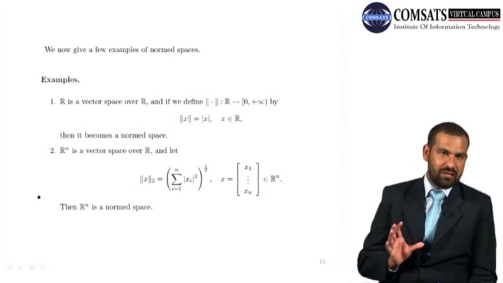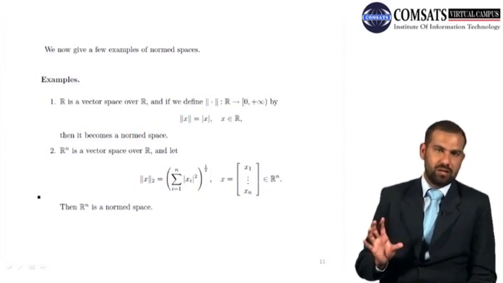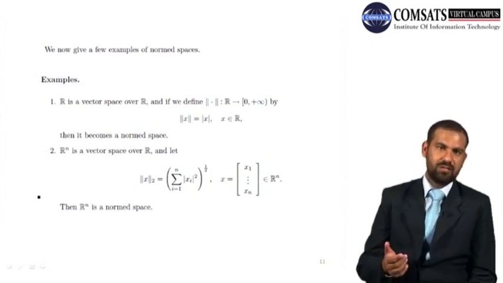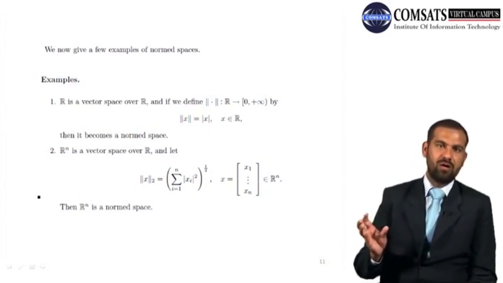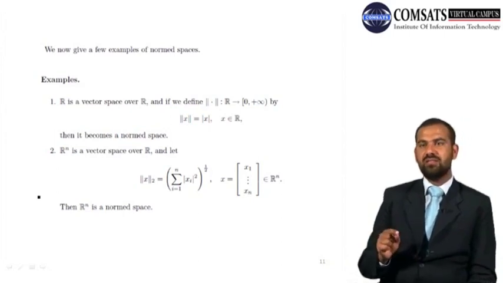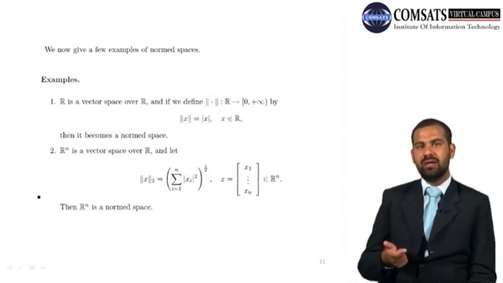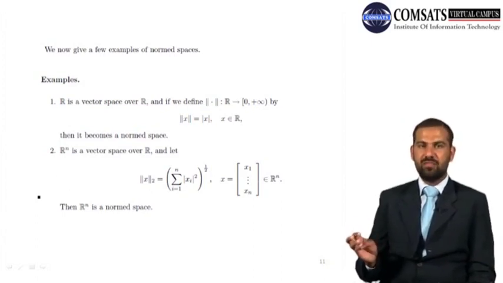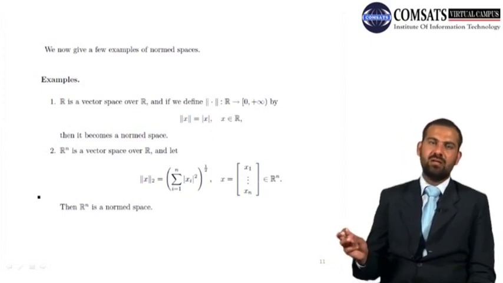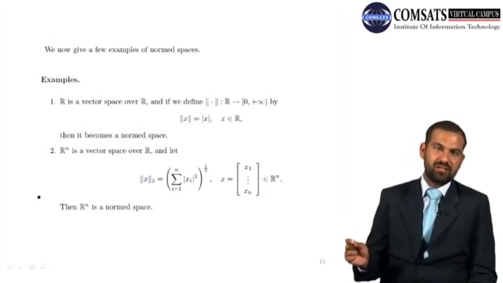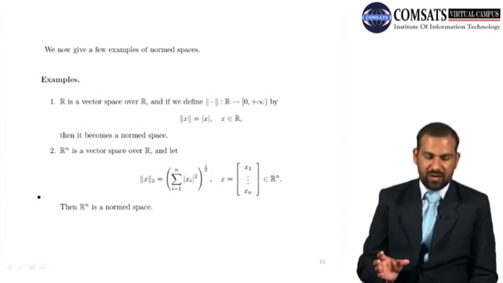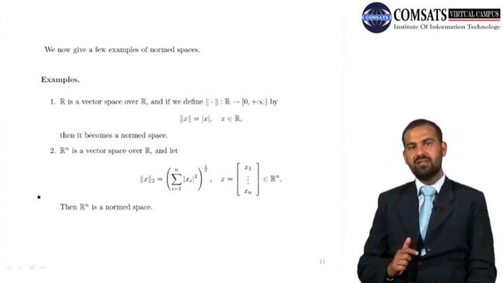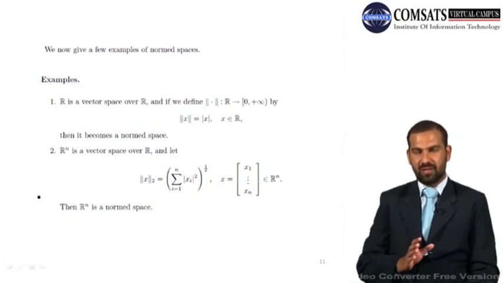Also the triangle inequality holds for the mod function, and similarly for the third one, the mod of every value is positive. The mod of alpha x, whenever alpha is a real number and x is a real number, is equal to the mod of alpha times the mod of x. In this way one can show that all three properties are satisfied and R is a normed space. The second example is about Rn, which is a vector space.